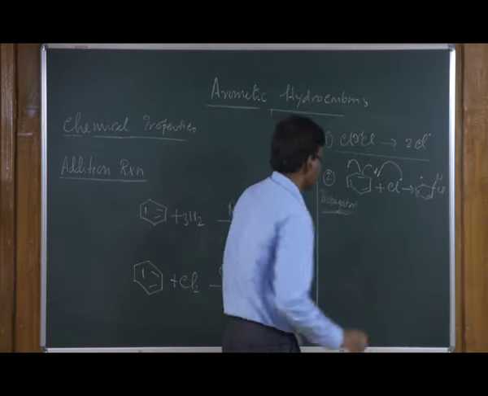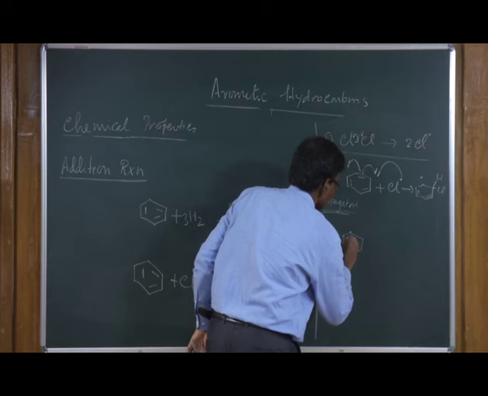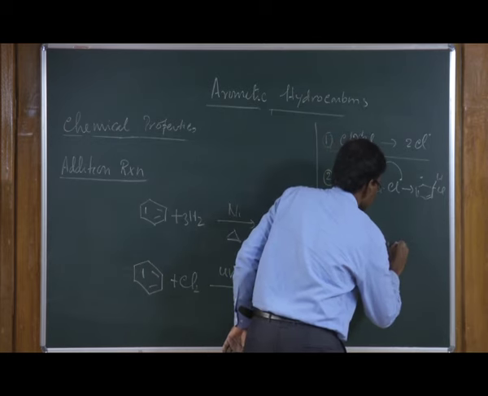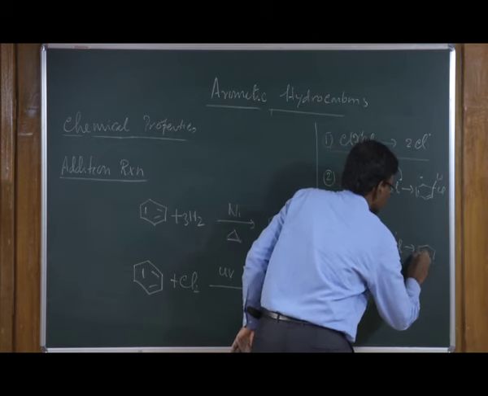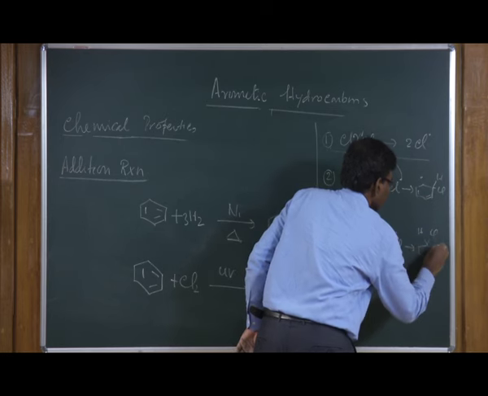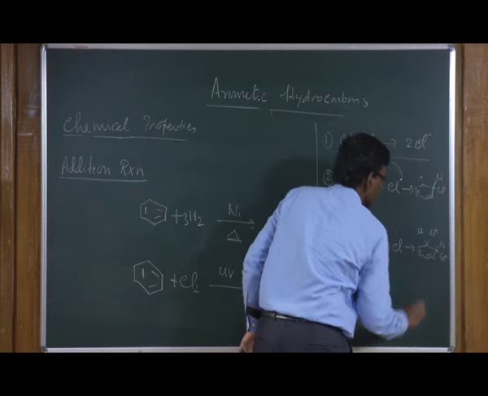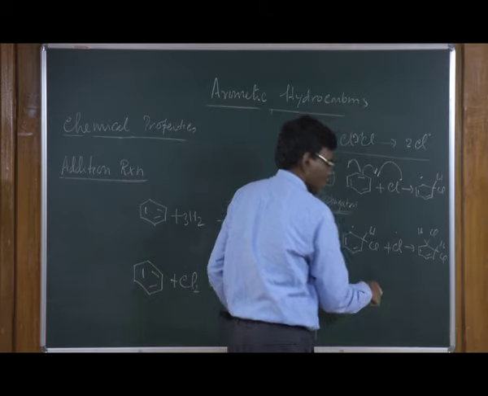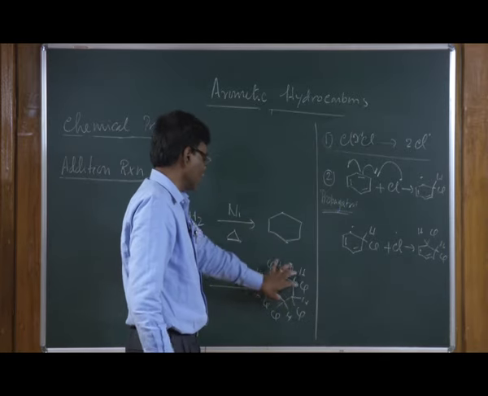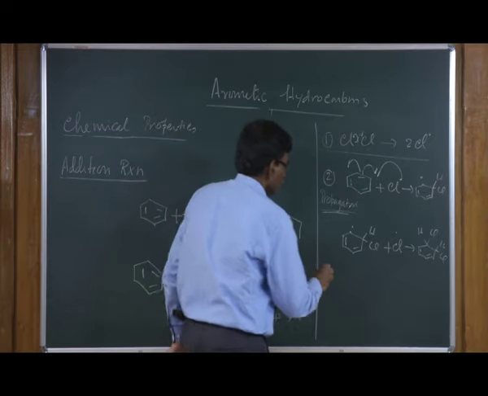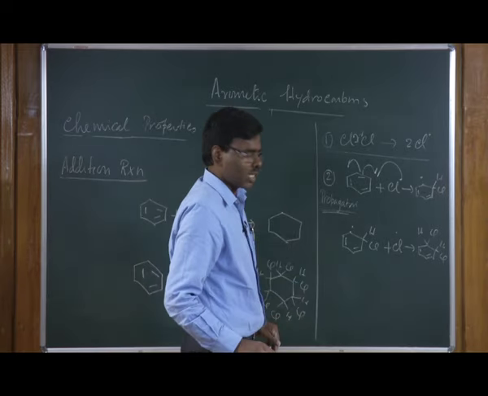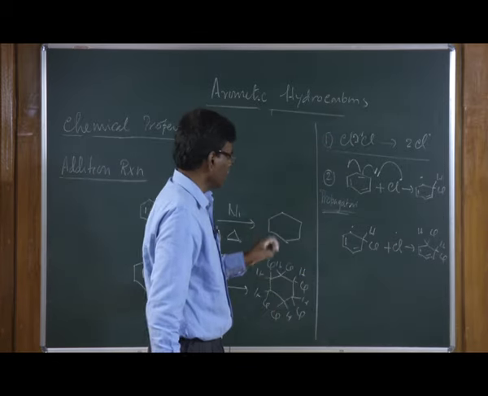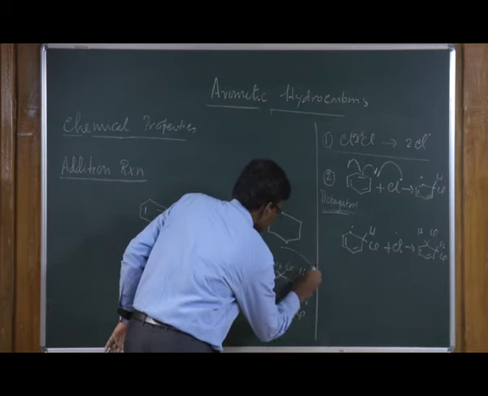Once you form this radical, it can react with the Cl dot to give this dihalo derivative. This again can react with the radical and go on like this, and you form this hexachlorocyclohexane. Once the substrate is consumed, then two radicals can combine together, Cl dot, and the reaction can be stopped. This is a radical process, and we use this as an insecticide.